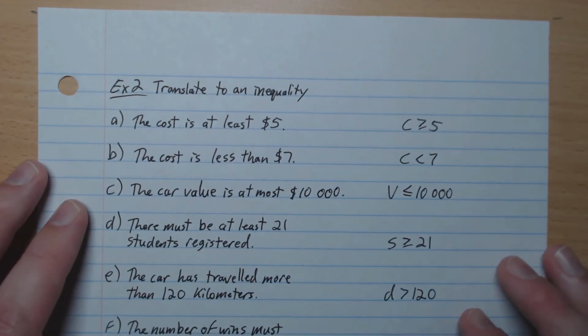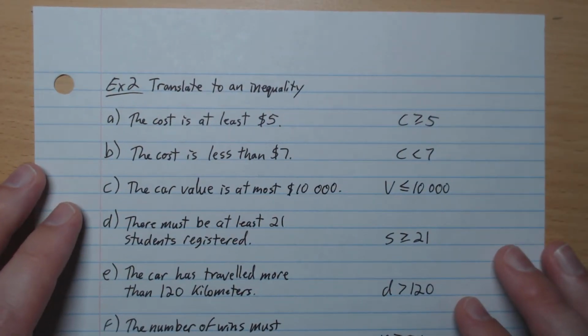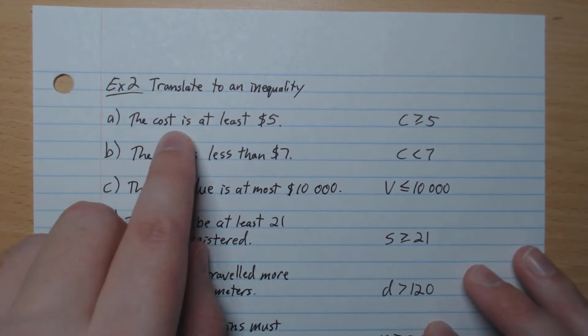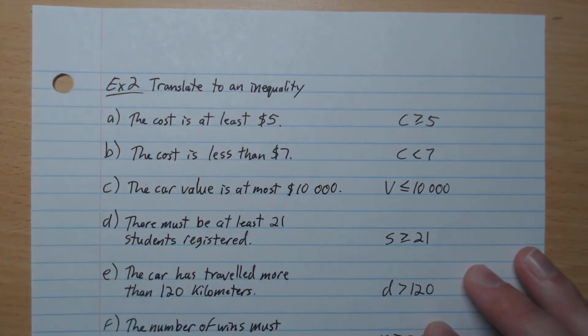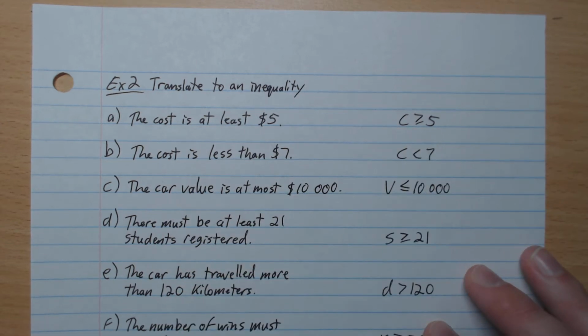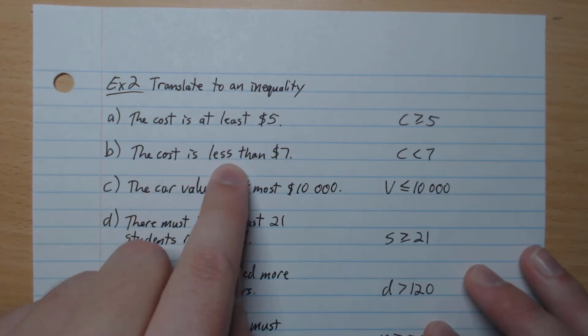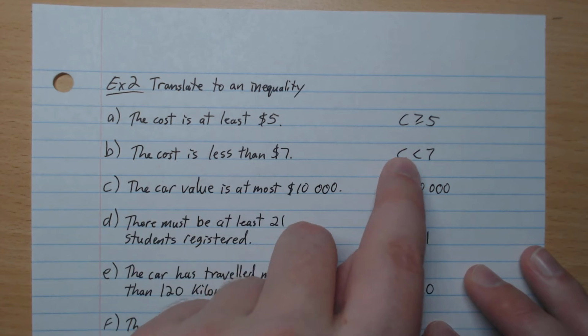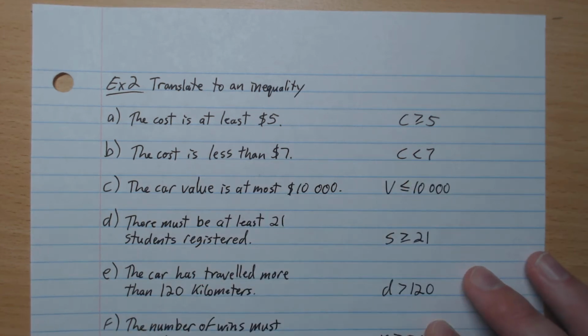Okay, let's look at some language. So translate to an inequality. The cost is at least $5. So the cost is greater or equal to 5. The cost is less than $7. So cost is less than 7.